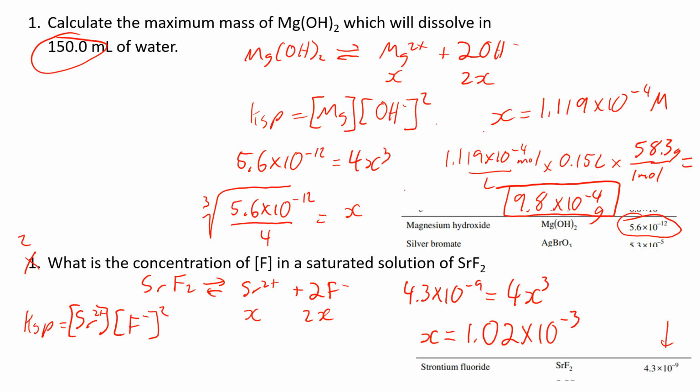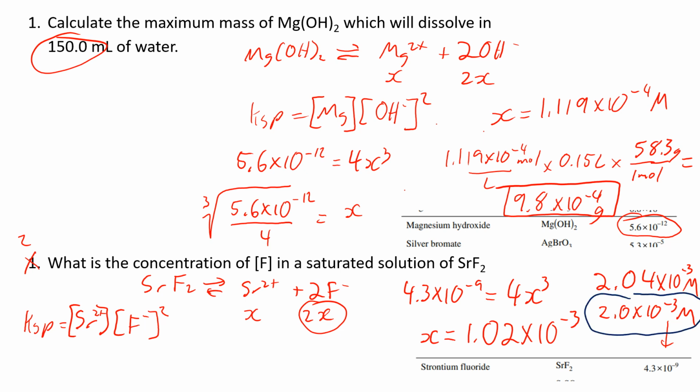So 2.04. Because this is a 2X, you have to double it to get your fluoride concentration. So this value would be double that, 2.04 times 10 to the minus 3 is the molarity. Now, sig figs, this should be 2 sig figs, so just 2.0 times 10 to the minus 3 molarity. Okay, I guess I should write that in there: 2.0 times 10 to the minus 3 molarity. And that is my answer to number 2.